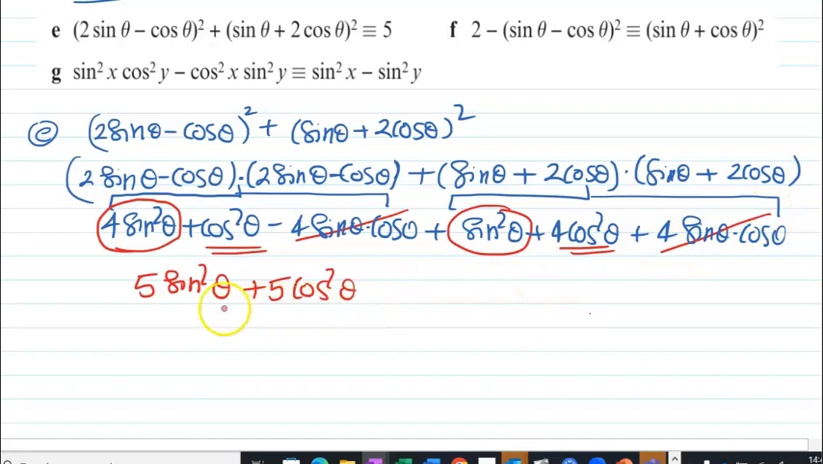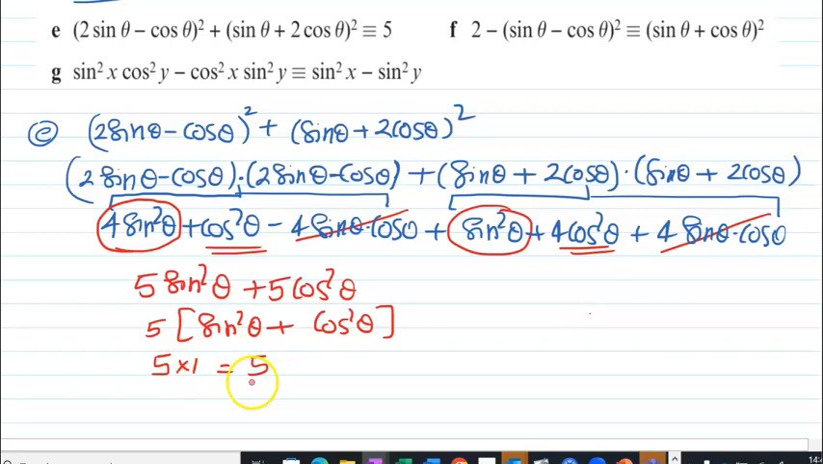Yeah. Now, here 5 is coming out. So it should be sin square theta plus cos square theta. So sin square theta plus cos square theta is 1. So 5 times 1 is 5. That's the proof of the right hand side.